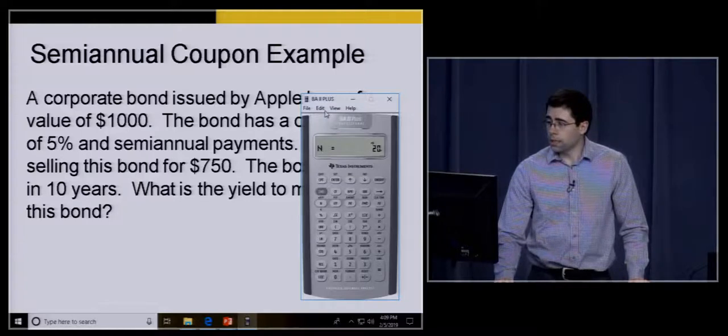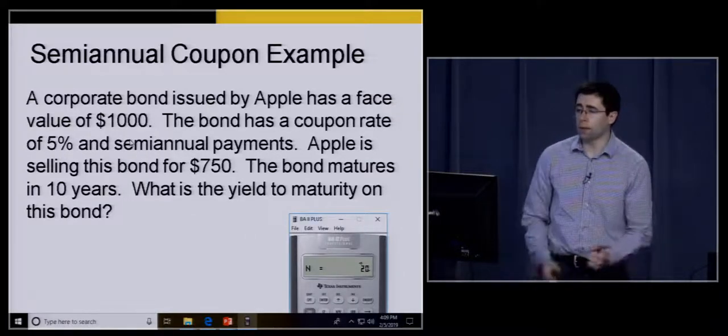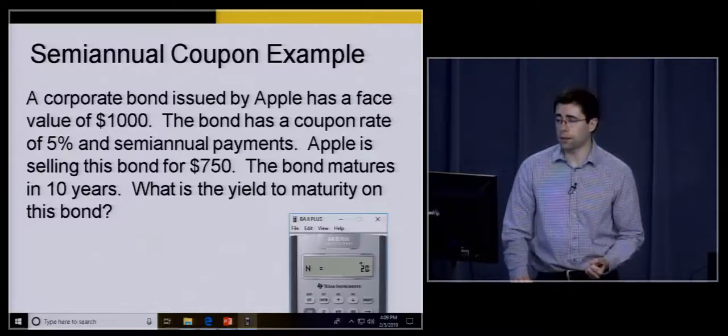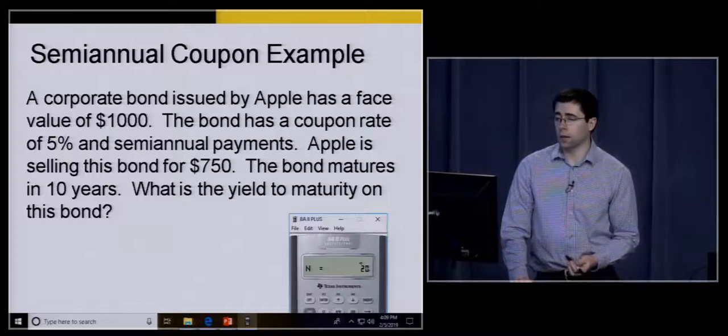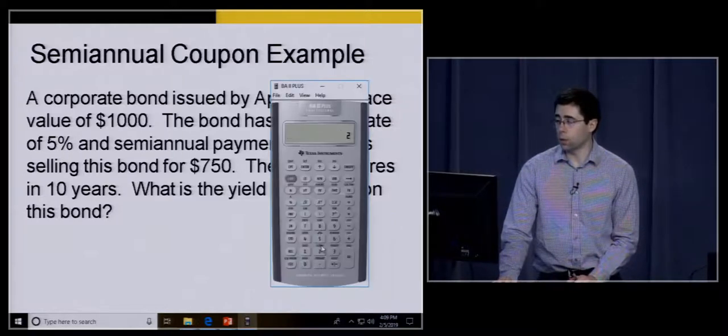Next, we need to calculate the payment for every 6 months. So our coupon rate here is 5%, and our face value is 1,000, and we know we have semi-annual payments. So what we're going to do is take that 5% times 1,000 and divide that by 2, and that will give us, again, a $25 payment. So that's what I'm going to enter here.